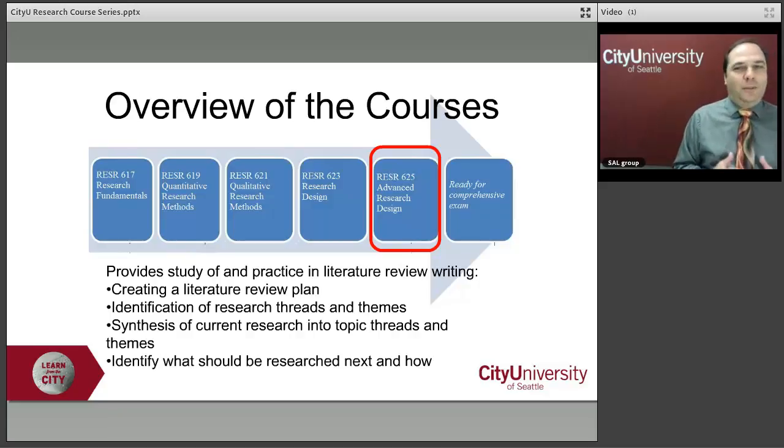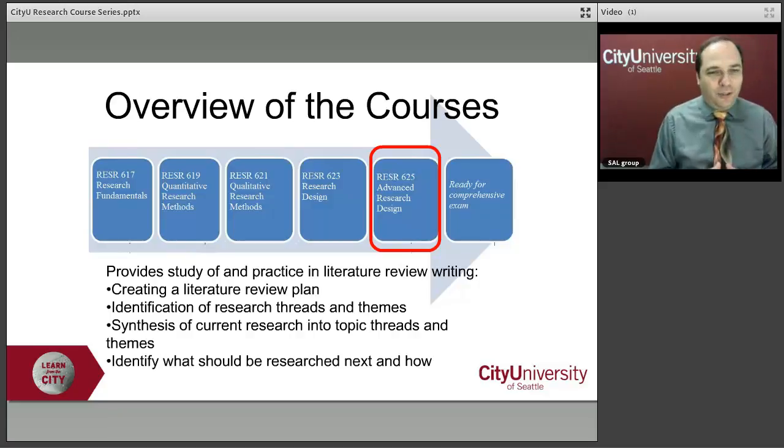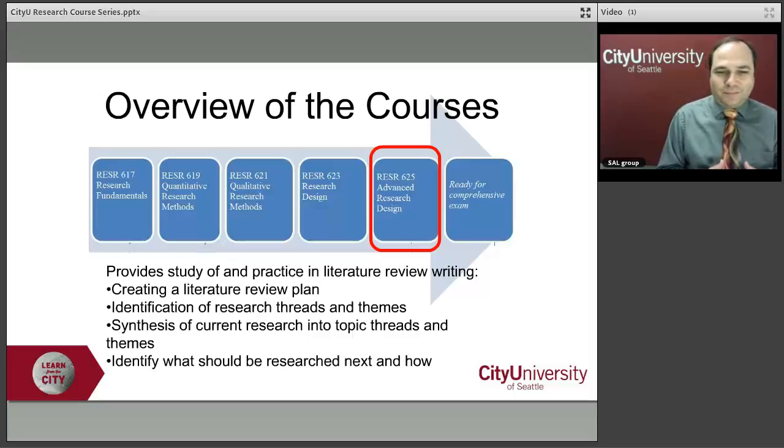But as I said already, one of the most important things that comes out of the lit review is the identification of what should be done next and how. And with these things in mind, you'll know what needs to be suggested as you conclude your literature review. In fact, that's really how any literature review should end, is the recommendation of, based on what's been done, based on what's been found, based on what people are currently saying, what should be researched next and how.